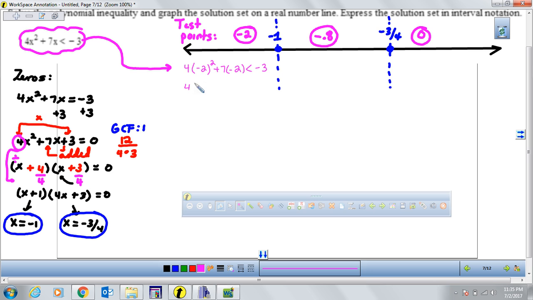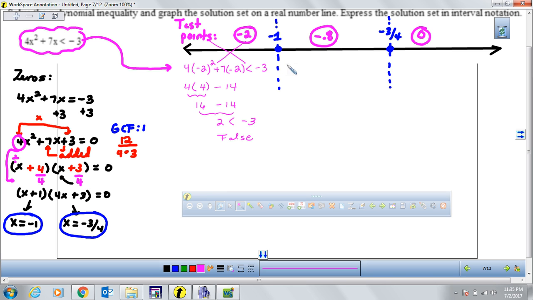So, negative 2 squared is going to be a 4. So 7 times negative 2 is going to be negative 14. 4 times 4 is going to be 16, minus 14. That is going to give us a 2. Is that less than negative 3? True or false? That is going to be a false statement. What does it mean? That means that any number from negative infinity to negative 1 is not a solution, because it's going to make that original inequality false.